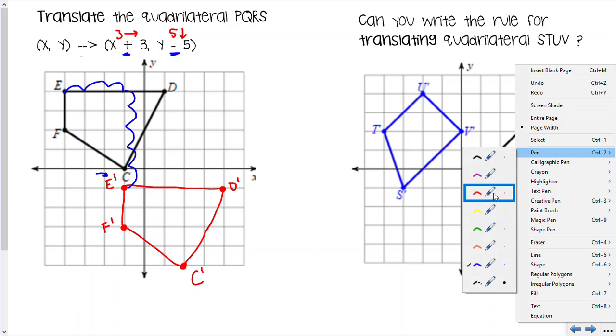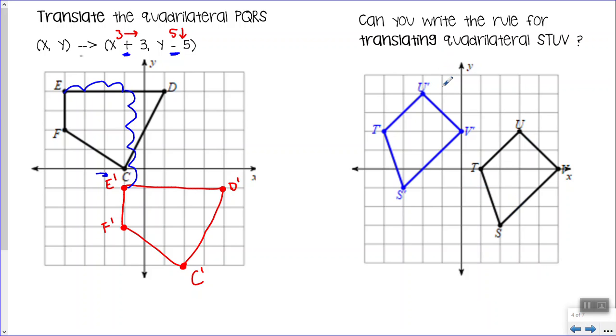Now for the next one, we're kind of working backwards. We want to write the rule. The first thing we need to look for are these primes, and that's going to tell us what's the image and what's the pre-image. So this is our image, and this is our pre-image. This means that the shape on the right is what we started with. So I'm going to pick one point to focus on, and I'm going to use point S. Now I'm basically just going to figure out how we moved from S to S prime. And we can look by going from blue to black, black to blue. I'm going to go the direction that we would normally go.